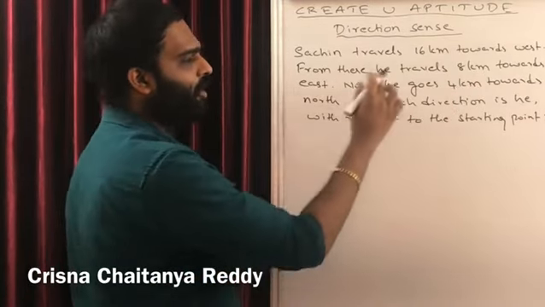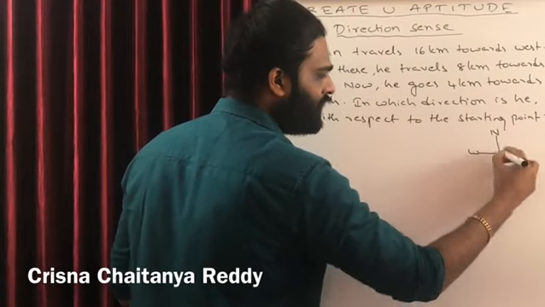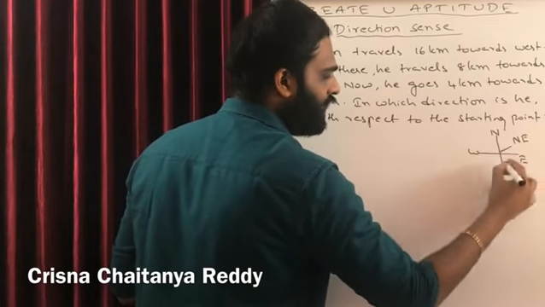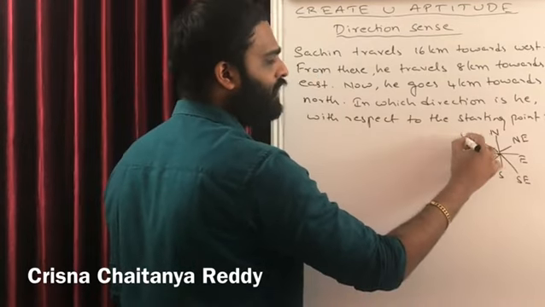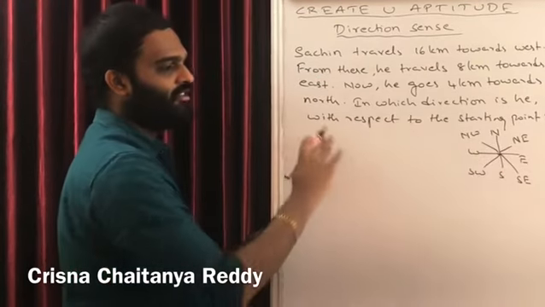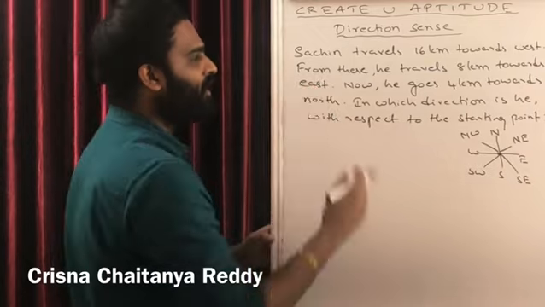First, let us know the directions. This is east and this is west. This is north, this is south. This is northeast and this is southeast. And this will be southwest and this will be northwest. So these are the directions which you all have to know. Now let us try to answer this question.